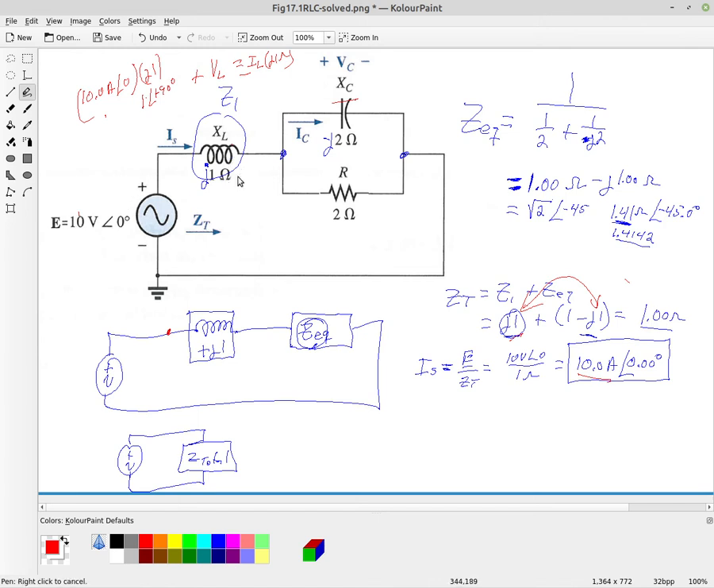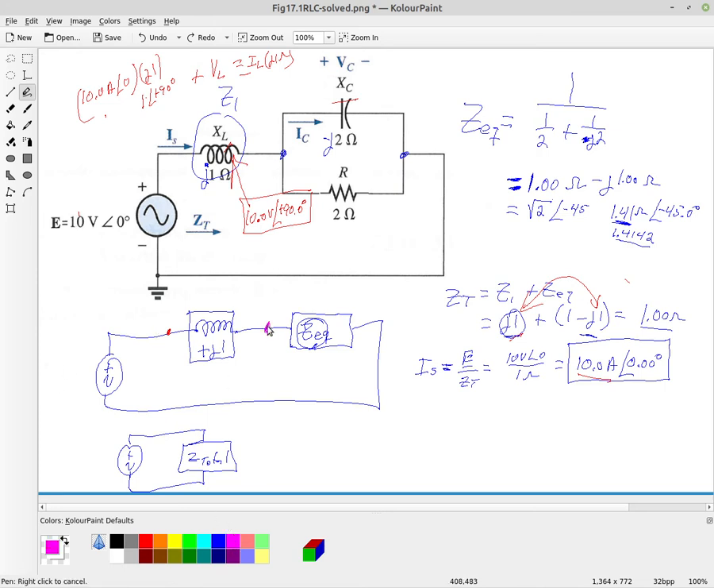And so we're going to find out that the voltage right here is actually 10.0 volts at an angle of plus 90 degrees. Remember, our supply voltage is 10 volts at an angle of 0 degrees. But over here at this inductor, we also have 10 volts, but it's 90 degrees ahead of this one. All right, so then let's go on and calculate.